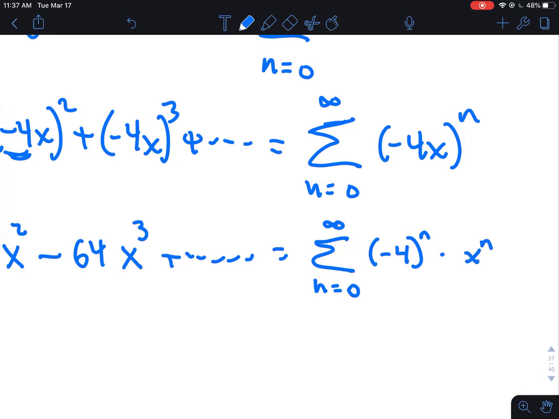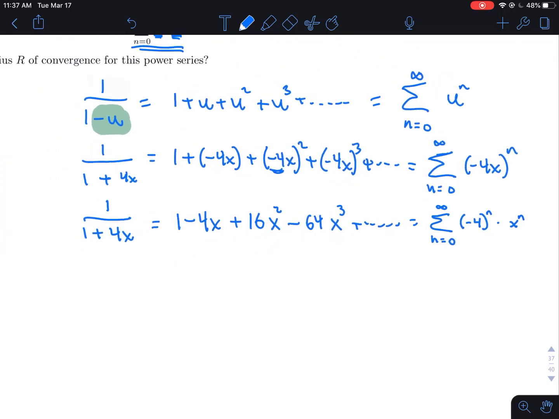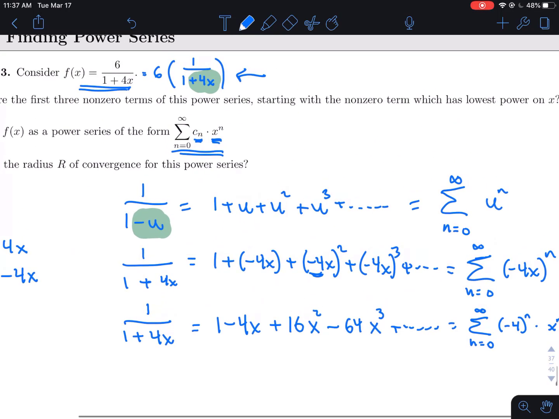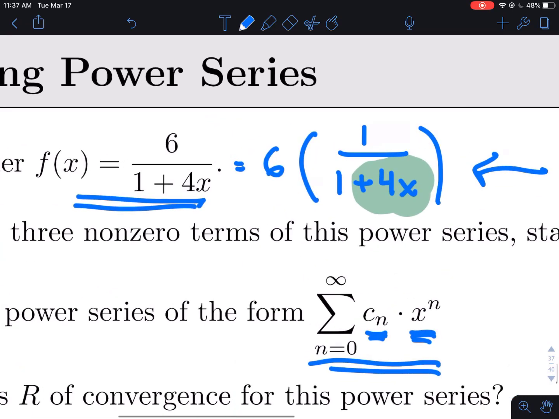And so now you can see my coefficients, my bits that just have n's in it but are otherwise constant, and the part that has x's, right? These x to the n's. All right, so let's see where we are so far. I have successfully built the power series for 1 over 1 plus 4x. But of course, the one that we would like to build is 6 over 1 plus 4x.